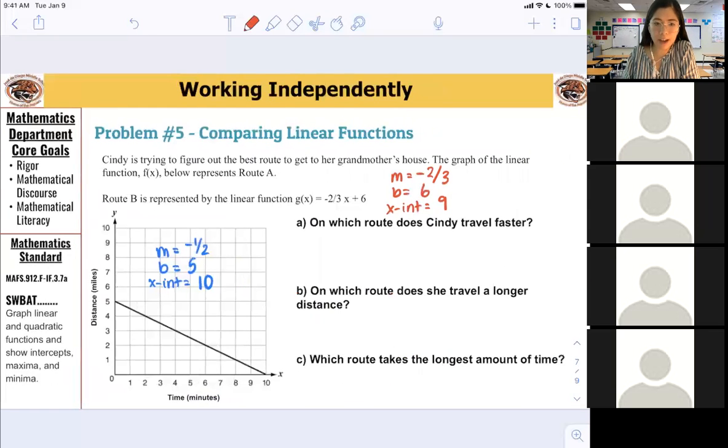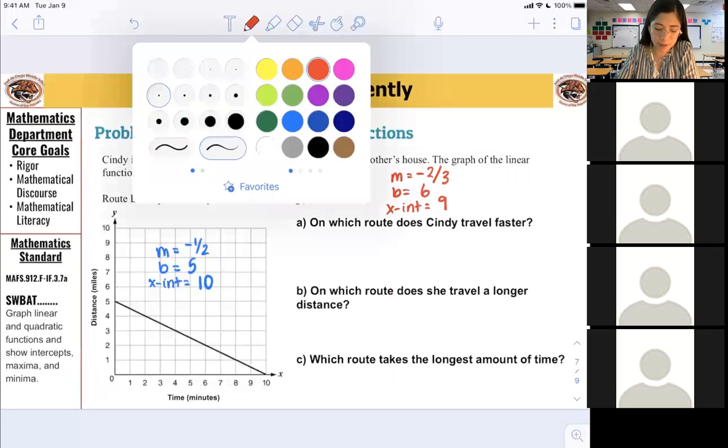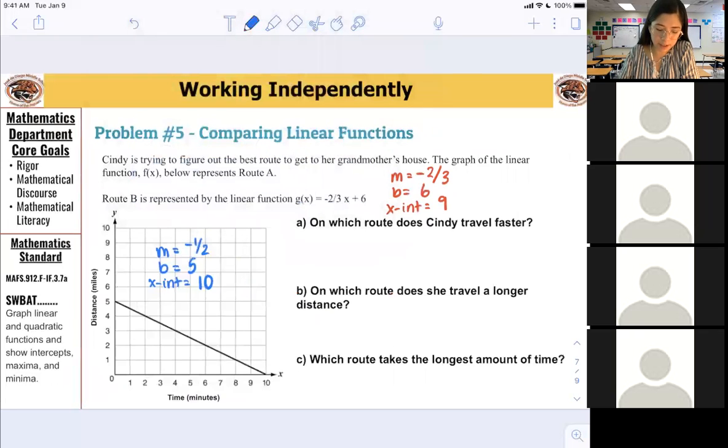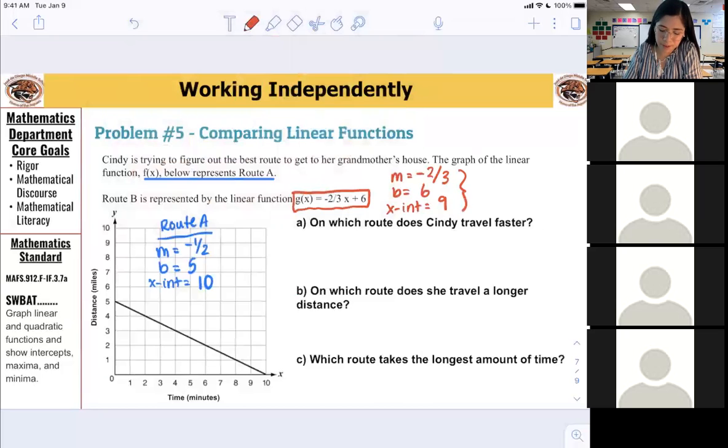For number 5, I already did part of it with my physical kids. Cindy is trying to figure out the best route to get to her grandmother's house. The graph of the linear function f of x represents route A. So the graph, this is route A. And then route B is represented by the linear function g of x equals negative 2/3 x plus 6. So this whole thing is route B.